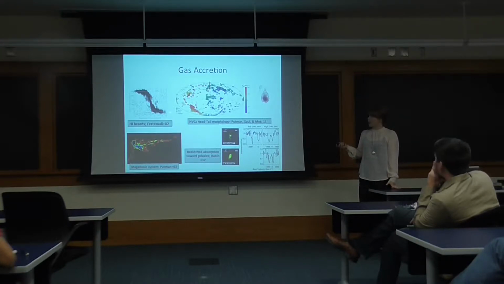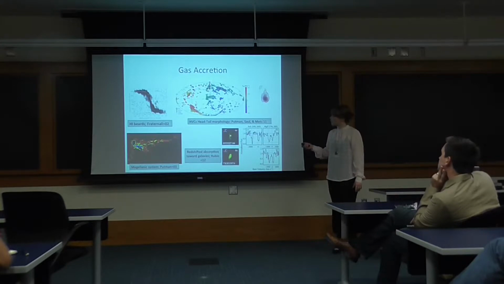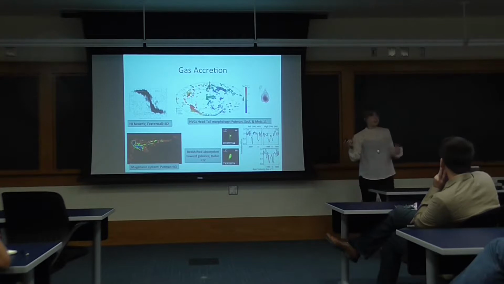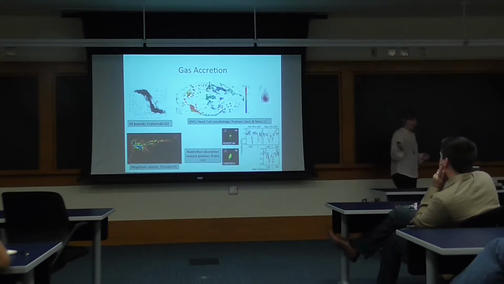I think probably some of the most direct evidence of accretion are these so-called HI beards. And this is an HI rotation curve of the galaxy here. What you can see here is there's all this gas that's lagging the rotation. And in order to explain this, you have to have some amount of material accreting from the intergalactic medium and then some amount of recycled accretion to explain this lagging gas.